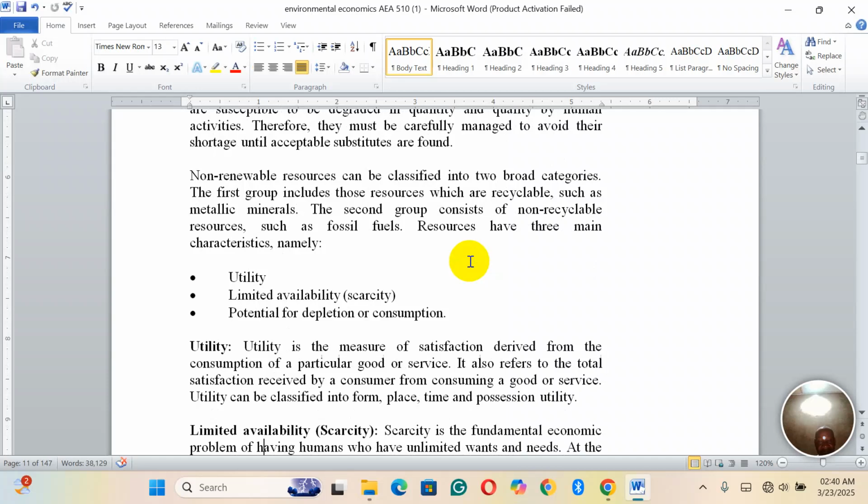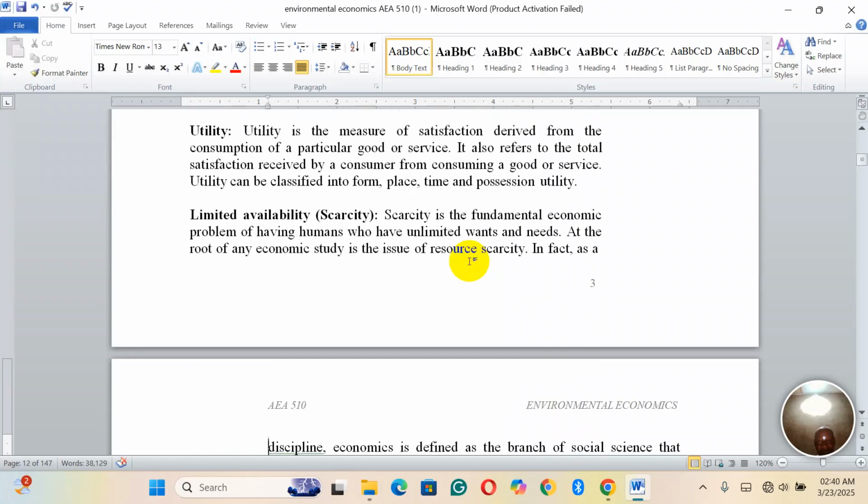So utility is the satisfaction derived from the consumption of a particular good or service. It also refers to the total satisfaction received by a consumer from consuming a good or service. Utility can be classified into form, place, time, and possession utility.